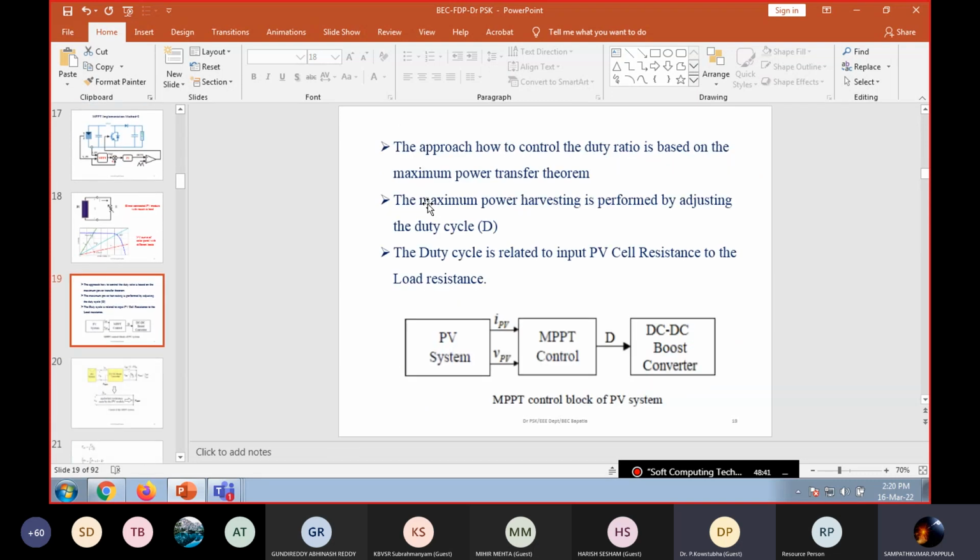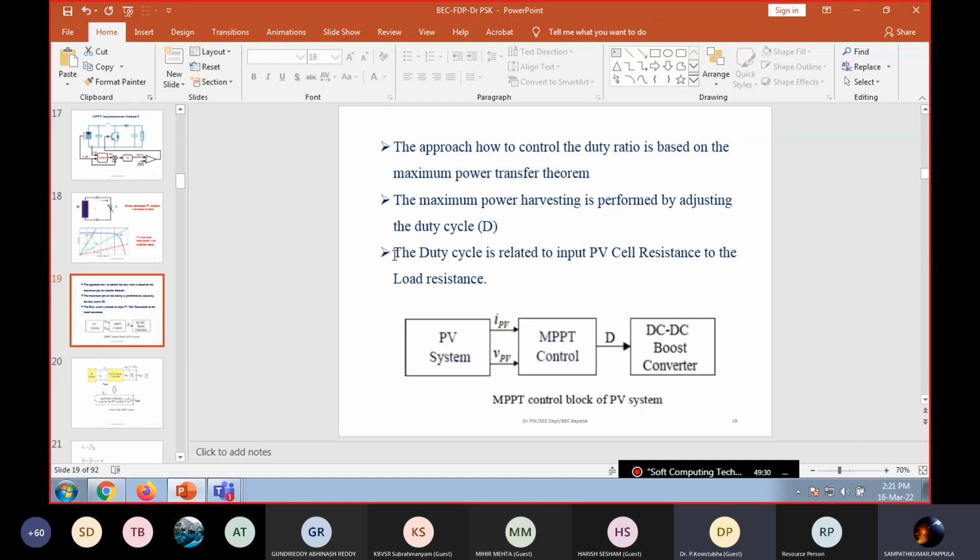I'd like to show you the circuit. This is the MPPT control block of the PV system. The PV system is there, and in between the PV system and the DC-DC boost converter, we are using some MPPT controller, like perturb and observe, the INC method, or the fuzzy logic method, whatever it may be. Finally, we need to derive the expression of the duty ratio in terms of the resistance value. So the duty cycle is related to the input PV cell resistance and the load resistance value. This is our aim: to derive the function.